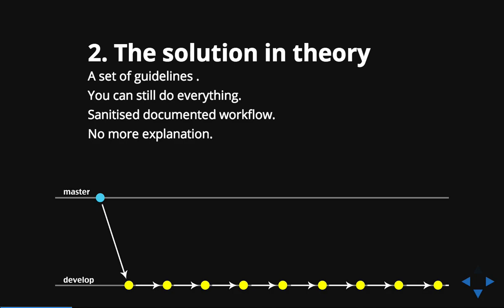So the solution in theory starts with somebody who goes by the name of nvie, or Vincent Driessen, who came up with a solution about 4 years ago: Git Flow. What is Git Flow? In essence, it's just a kind of rule book, a set of guidelines that will guide you and your team to a better, more understandable workflow. So you can still do everything. It's not some other kind of Git. It's just some rules for when you are using Git.